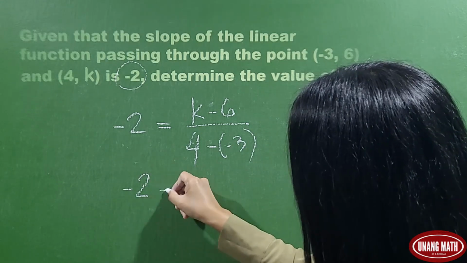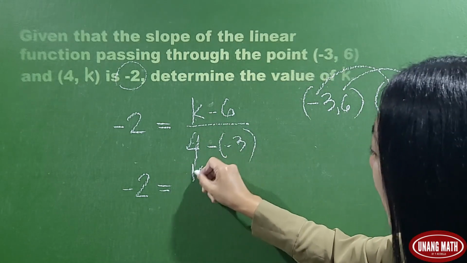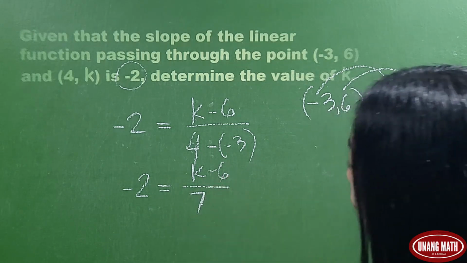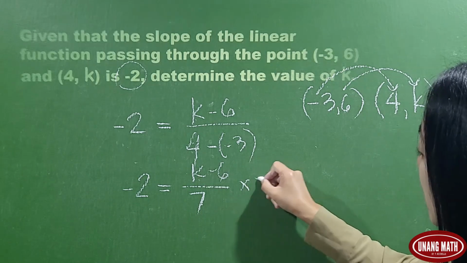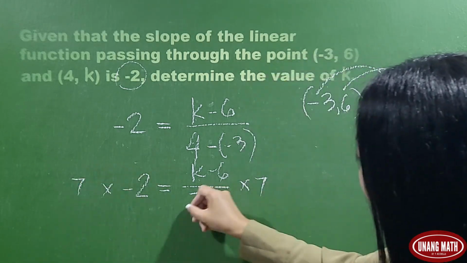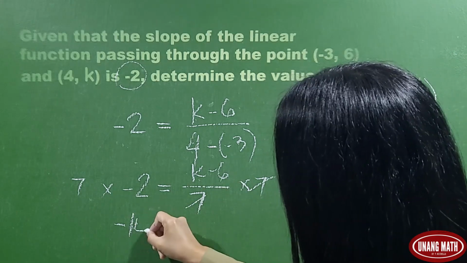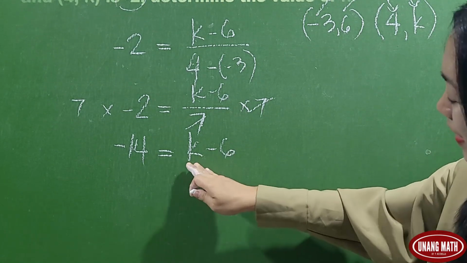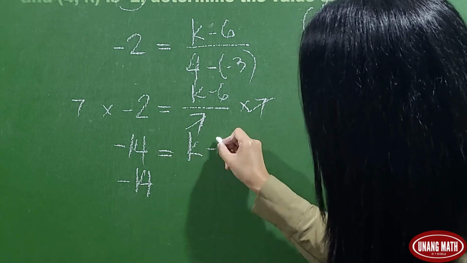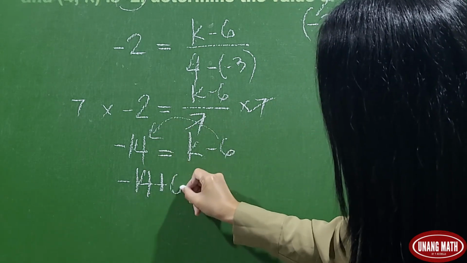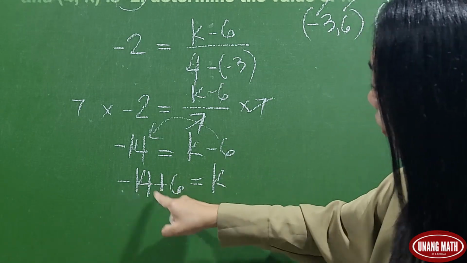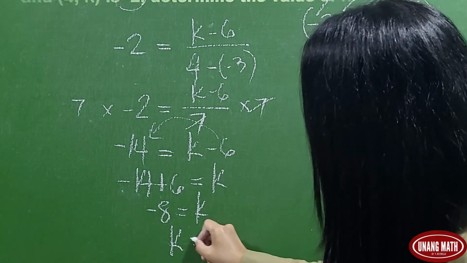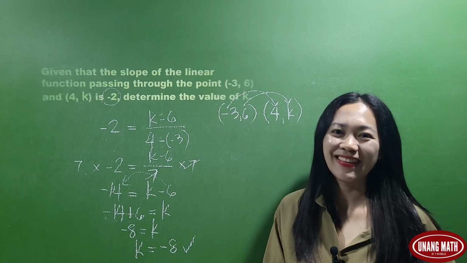So this is negative 2 is equal to k minus 6, and 4 minus negative 3 is 4 plus 3, and that would be equal to 7. So to find k, multiply both sides by 7. If we simplify, this is negative 14 is equal to k minus 6. And finally, to find k, move negative 6 to the other side, so plus 6. So this is equal to k. Negative 14 plus 6 is equal to negative 8. So k is equal to negative 8.